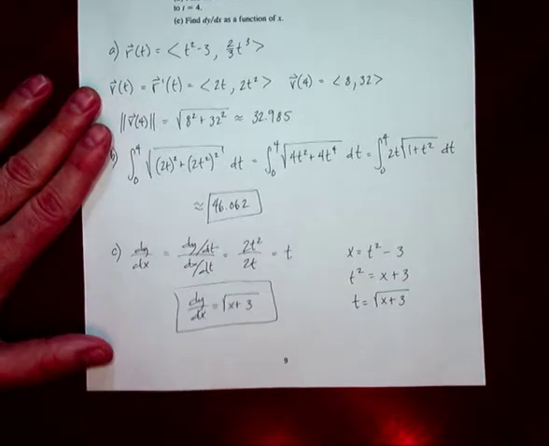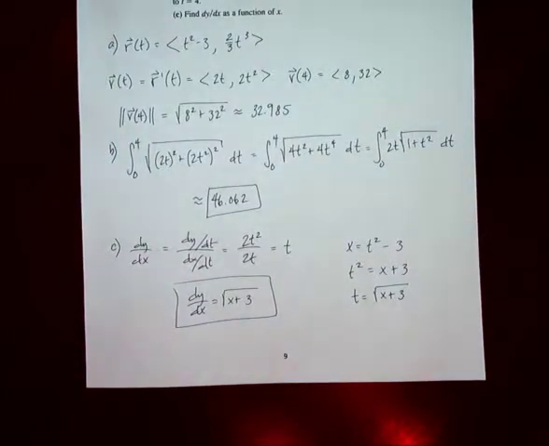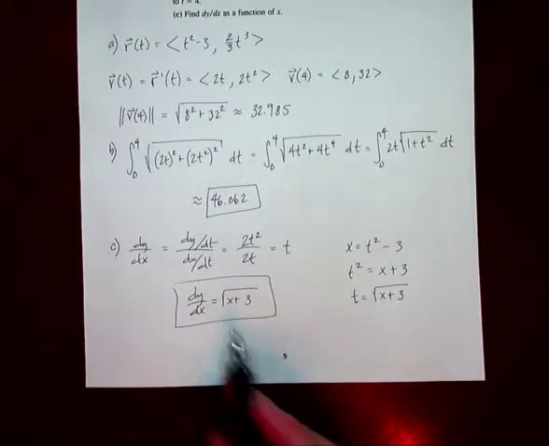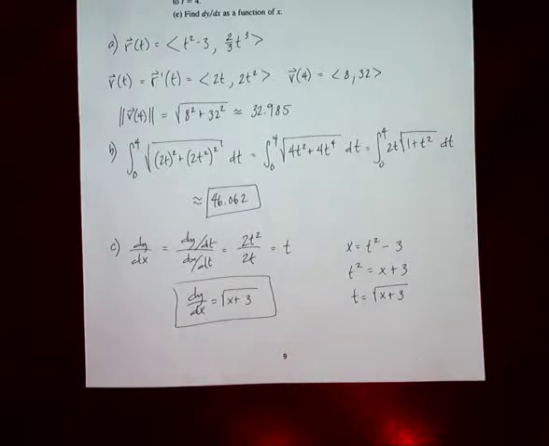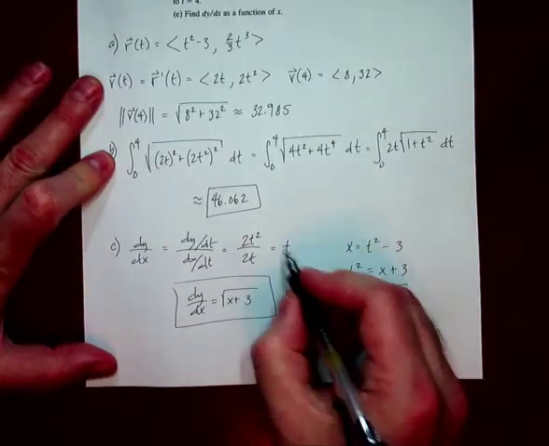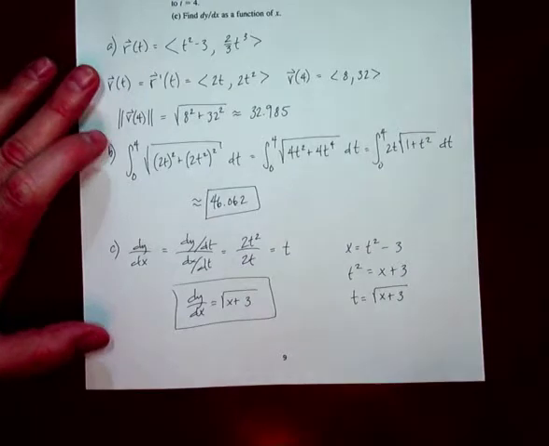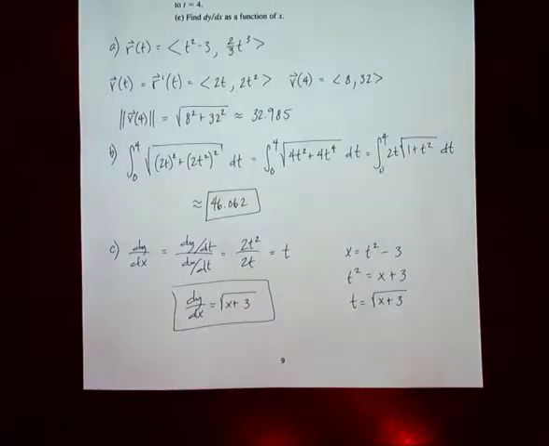You simply would have to make the caveat that x is greater than or equal to negative 3. But that is basically what's going on there. You could also have originally eliminated the parameter, gotten y in terms of x, and just differentiated like that. You can do it at your leisure. All right, let's move on to the next one.